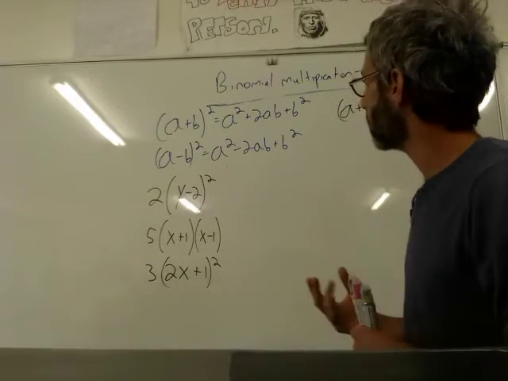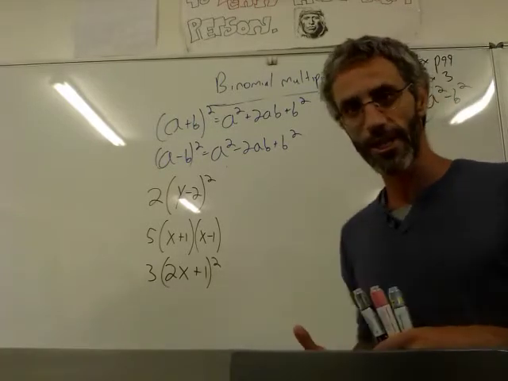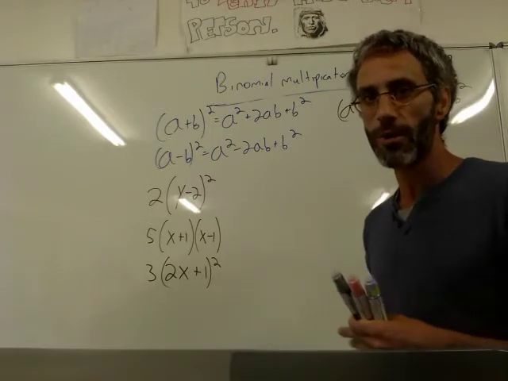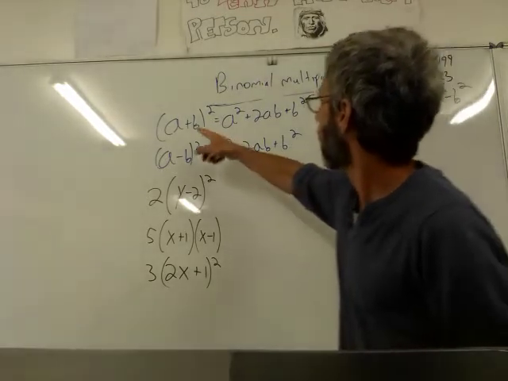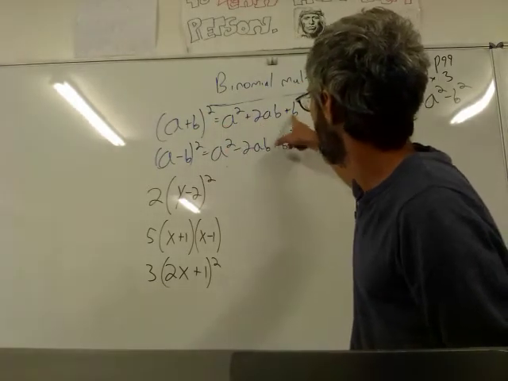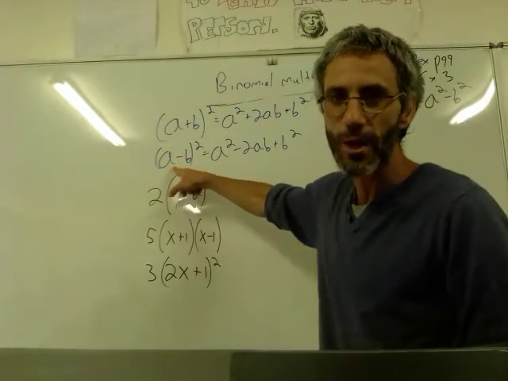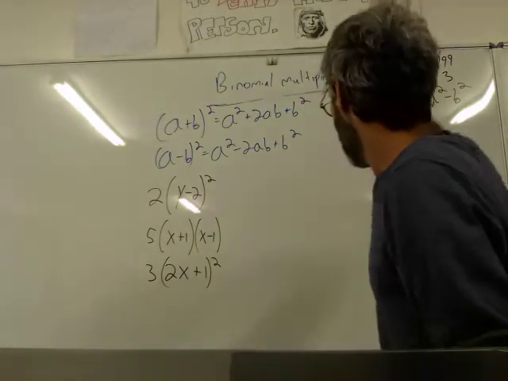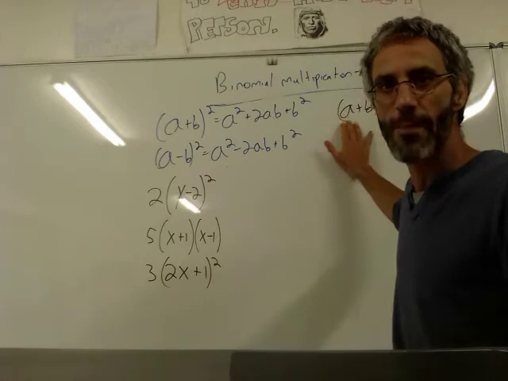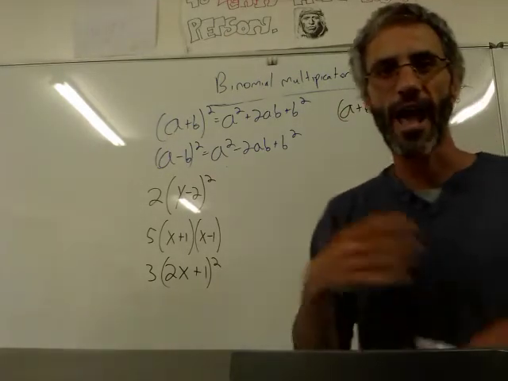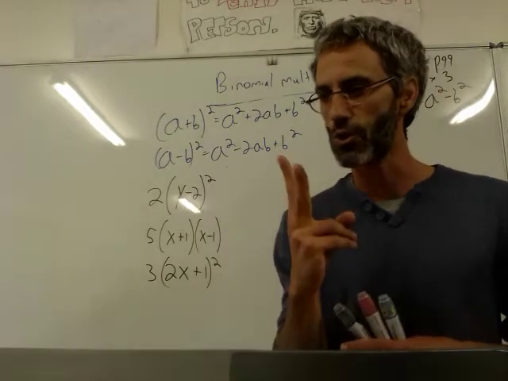Our formulas are basically shortcuts for us right now to be able to multiply binomials. If I have (a + b) squared, it is a squared plus 2ab plus b squared. (a - b) squared is going to be a squared minus 2ab plus b squared. And then the third possibility we have is (a + b) times (a - b), in which case we have a squared minus b squared, just two terms.